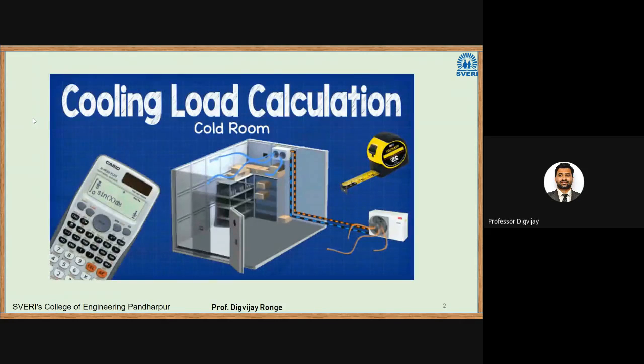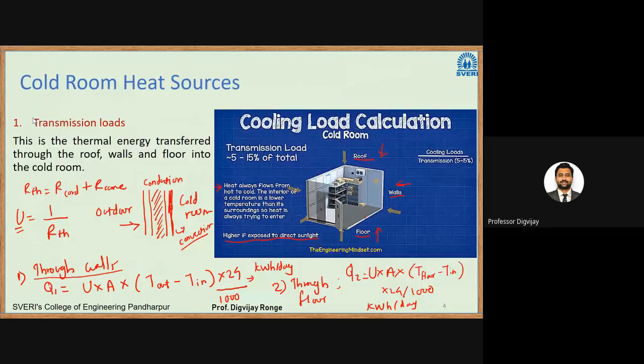Just quickly, I will take a revision of yesterday's lecture. We'll first see what cooling loads we have to consider while calculating the capacity of a refrigeration system. First it was transmission loads. Transmission load means whatever heat is being transferred by conduction and convection inside the cold room. In that case, we have to consider heat transfer through walls, roof, and floor.